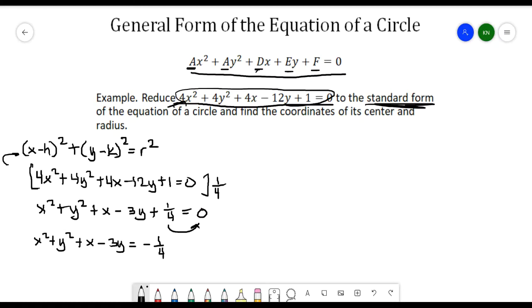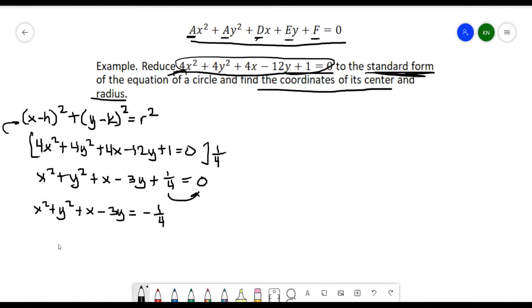Now, the problem is asking us to find the coordinates of the center and the radius. So first, we need to solve for the coordinates of our center by the completing the square method. Before we conduct the completing the square method, we need to combine like terms. So we have x squared plus x, and we also have y squared minus 3y equals negative 1/4.